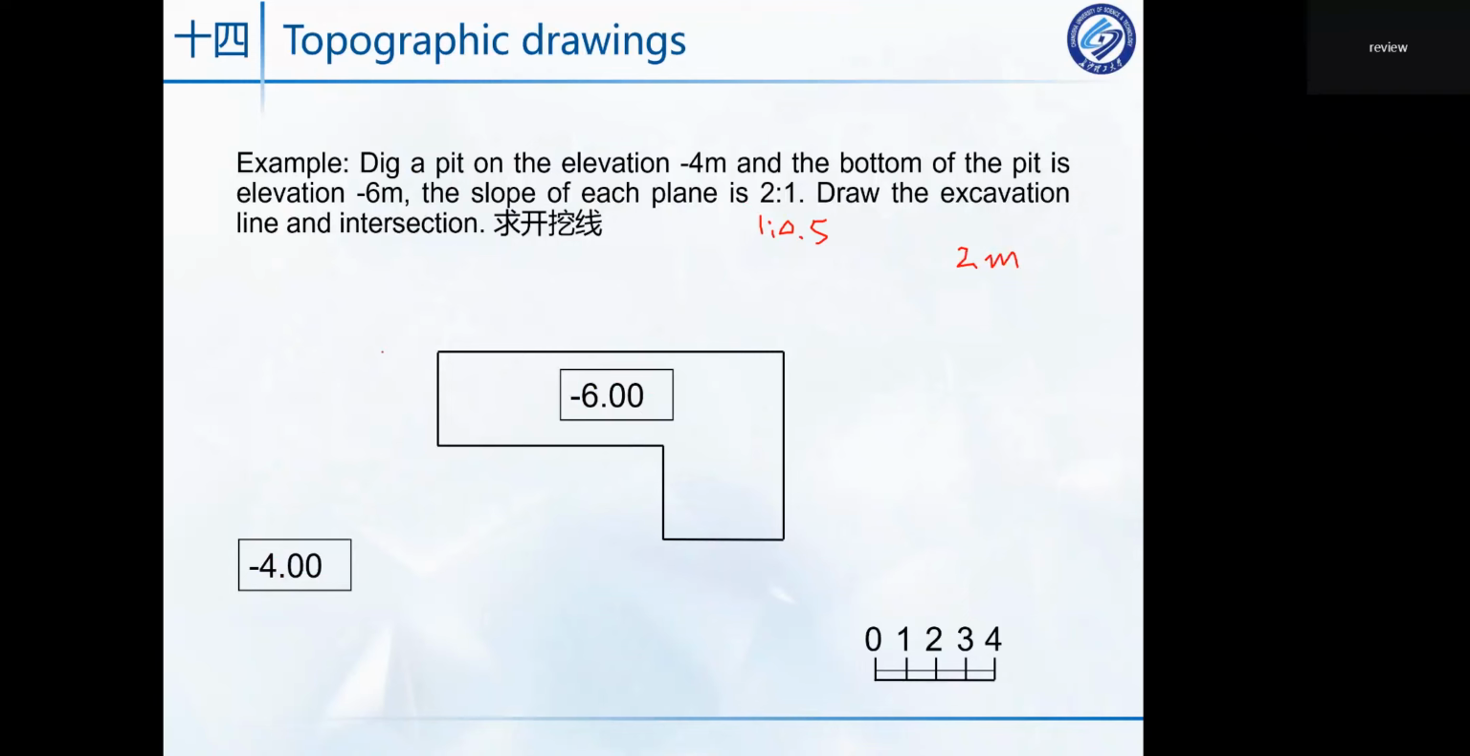And the horizontal distance from the ground line to the foot line is 1. How to get 1? 2 multiplied by 0.5 is equal to 1.